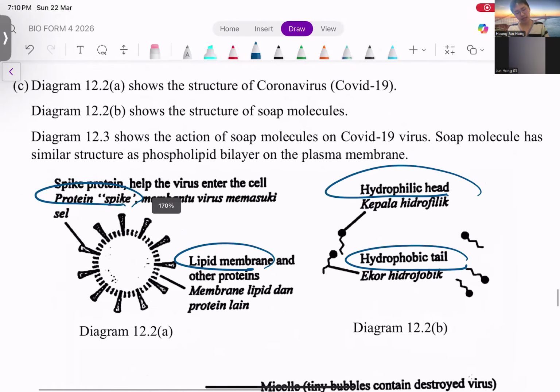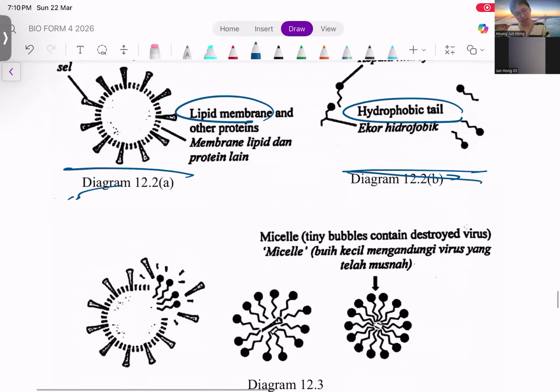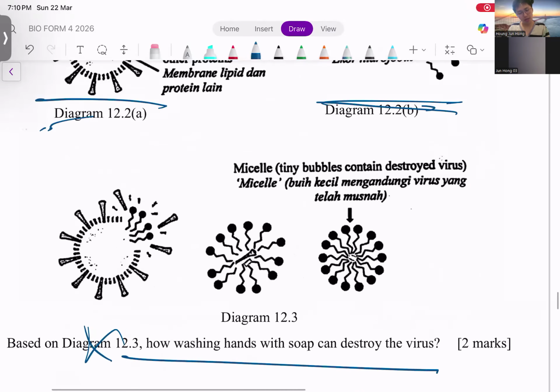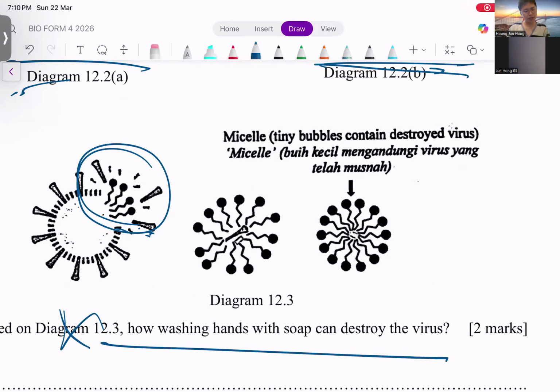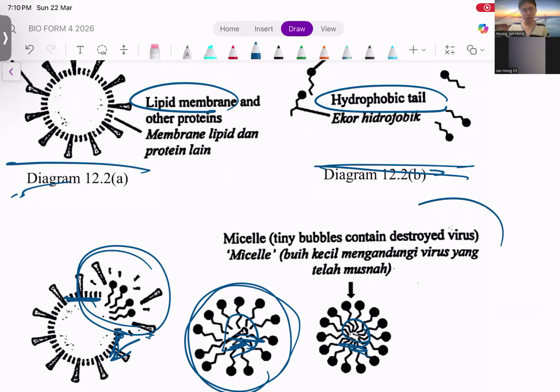Okay, so this is COVID, this is soap. You see that soap has hydrophilic head, hydrophobic tail. Then you see what happened next. The soap comes into here. The soap comes into here. And then it kind of breaks the virus. And you see, it just surrounds the protein over here, and it becomes gone. You see? It becomes tiny bubbles that destroy the virus.